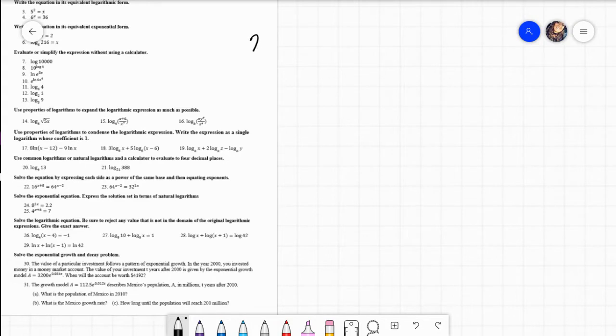Okay, problem 24. The directions say solve the exponential equation. Express the solution in terms of natural logarithms. My equation is 8 to the 2x power equals 22. It literally tells me to answer in terms of natural logarithms, so it told me how to answer this.